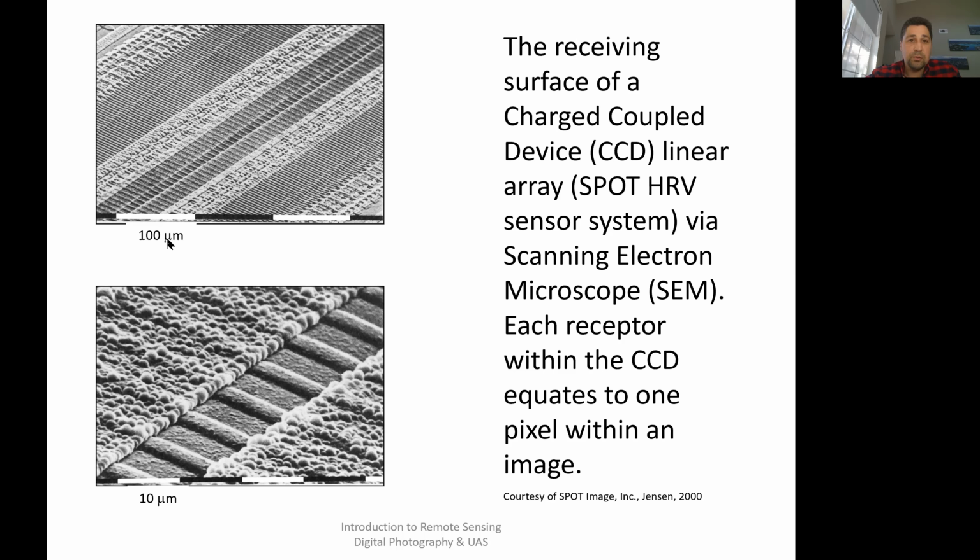This little mu sign represents a micrometer in size. So 100 micrometers versus 10 micrometers. This all relates to the pixel size, which we've talked about before, but we're going to get into it a little bit more in this section.